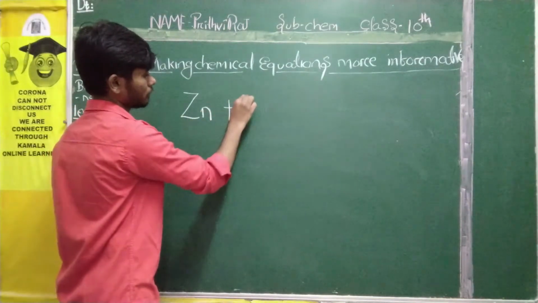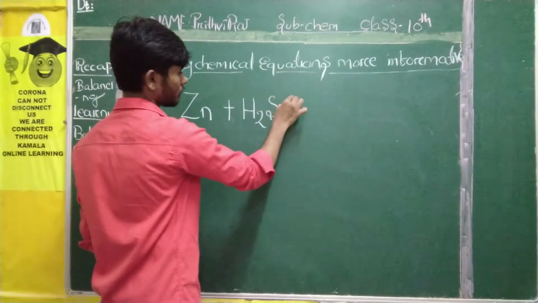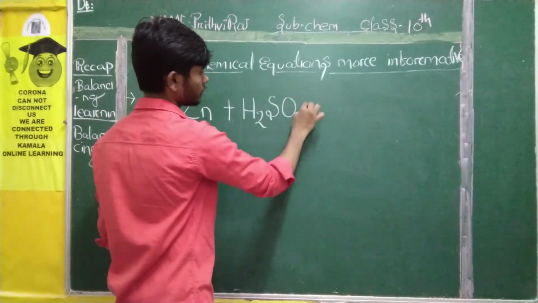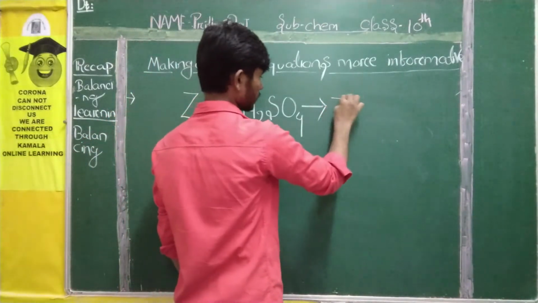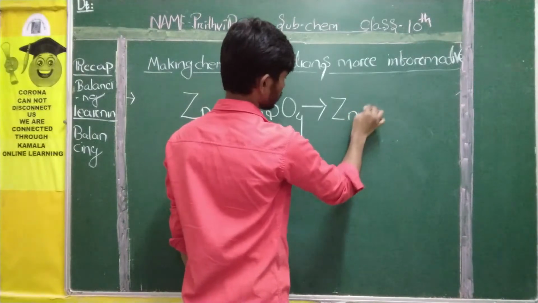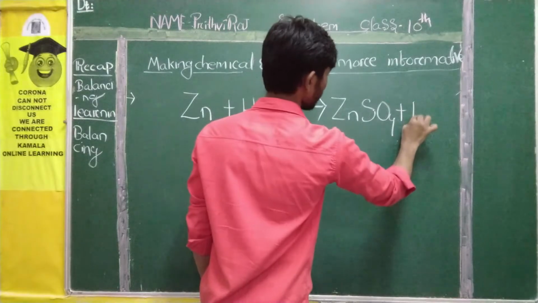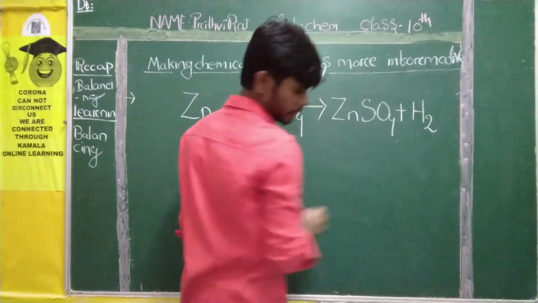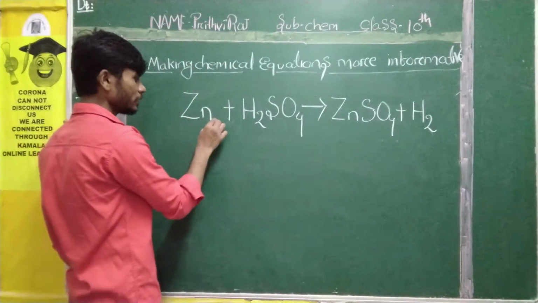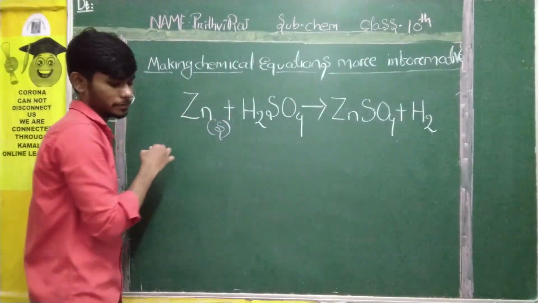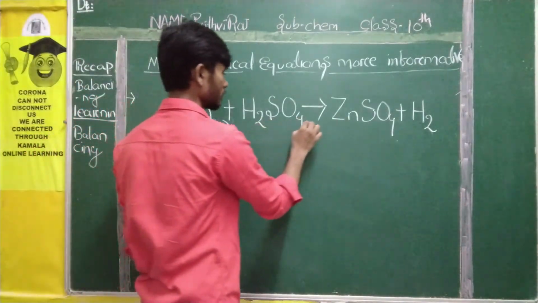Zinc plus H2SO4 gives us zinc sulfate plus H2. Zinc is solid. Let me write here solid. What about H2SO4? H2SO4 is aqueous.